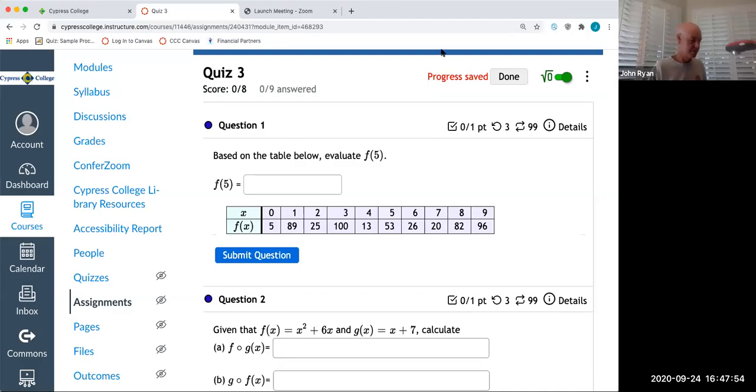Hey guys, this is your quiz number 3 for intermediate algebra, which will serve as your practice exam for exam 3. So let's go ahead and get started.